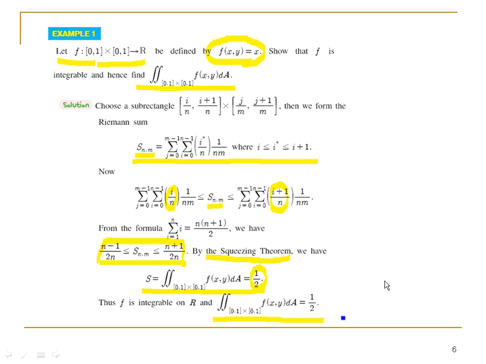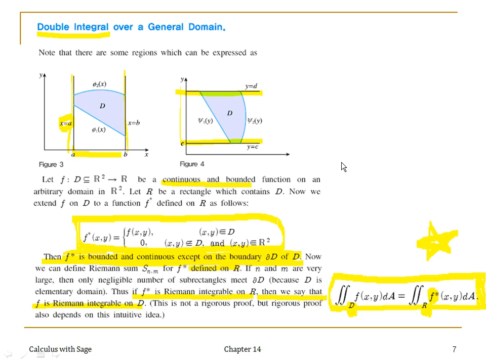Like this. So here we use the Riemann sum concept to find the double integral at this point. And now we think about the double integral over a general domain like this, not just a rectangular domain.